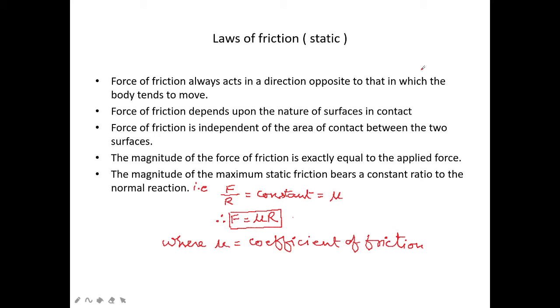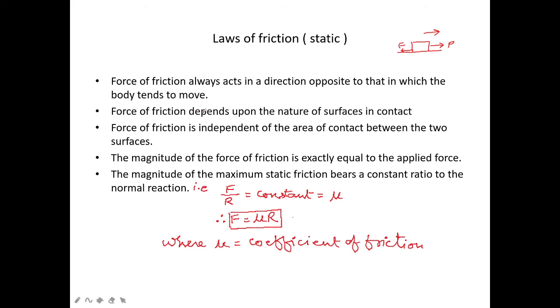As I have already shown, if this is the body kept on this floor, and if the force is acting in this direction, and the body has a tendency to move in this direction, then the frictional force will act in the opposite direction. So this is point number one. Force of friction always acts in a direction opposite to that in which the body tends to move.